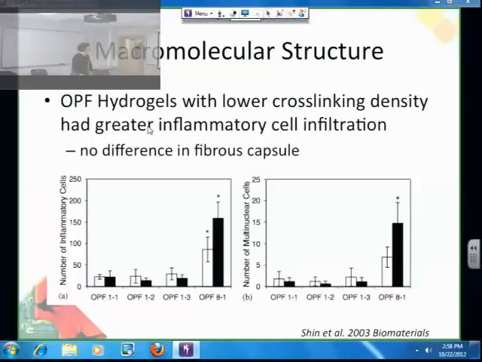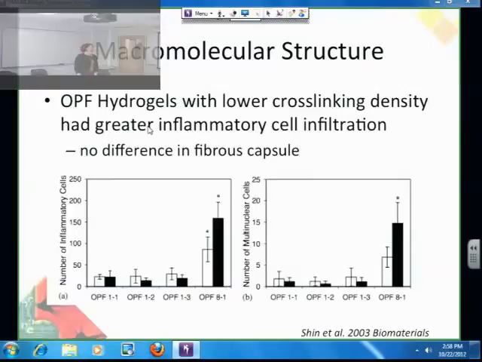So the lower cross-linking density actually allowed, they said there was no difference in fibrous capsule, so that's interesting, but they found that there were more inflammatory cells and multinuclear cells that infiltrated the hydrogel. So they were actually able to go into the hydrogel, which is kind of surprising because normally we just see engulfment and fibrous capsule formation, but you don't really see the cells going into the hydrogel.